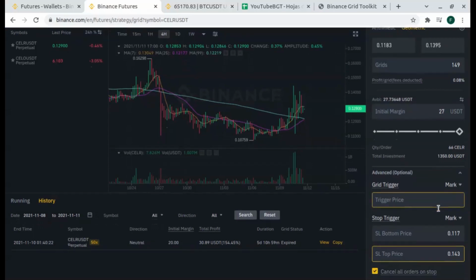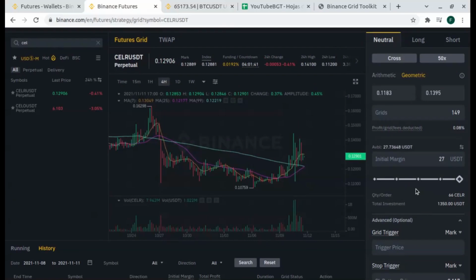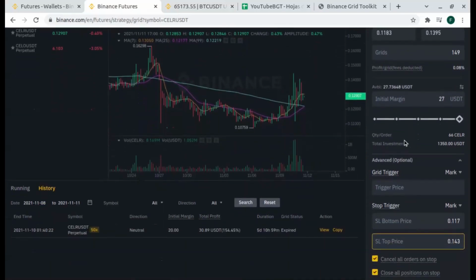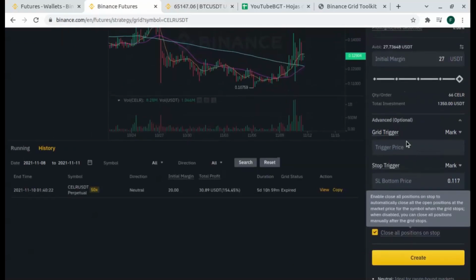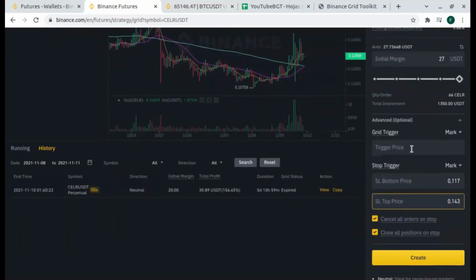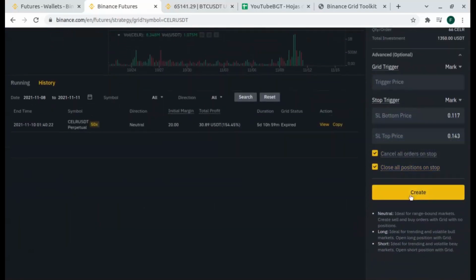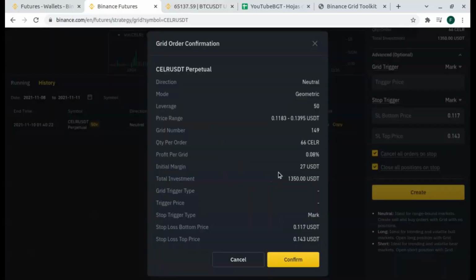Okay, everything is set for the challenge to start again with the profit that we've been making. Remember that we already took $20 as profit, and that was our initial investment. Okay, so create, confirm. Here are the settings. Again, wish me luck.